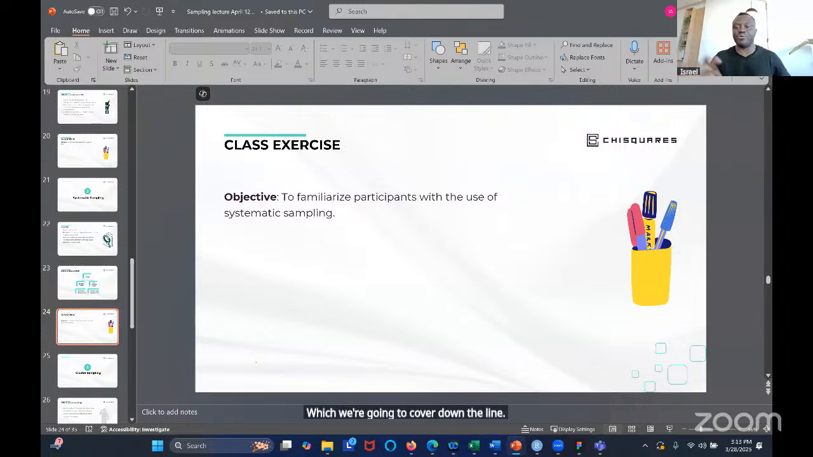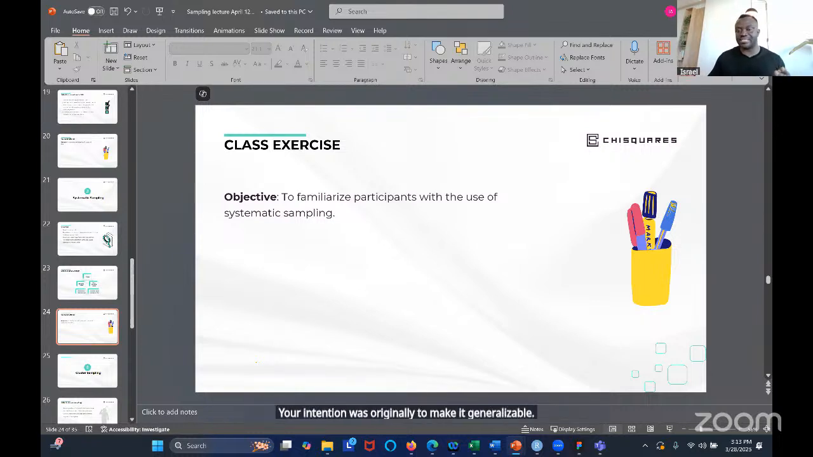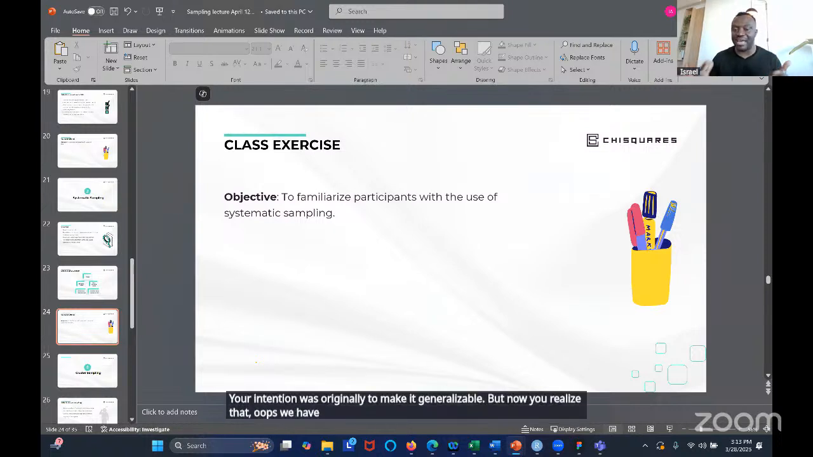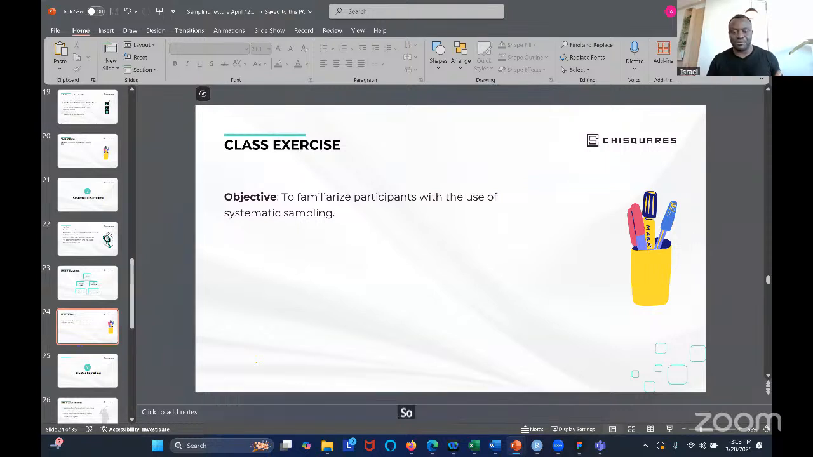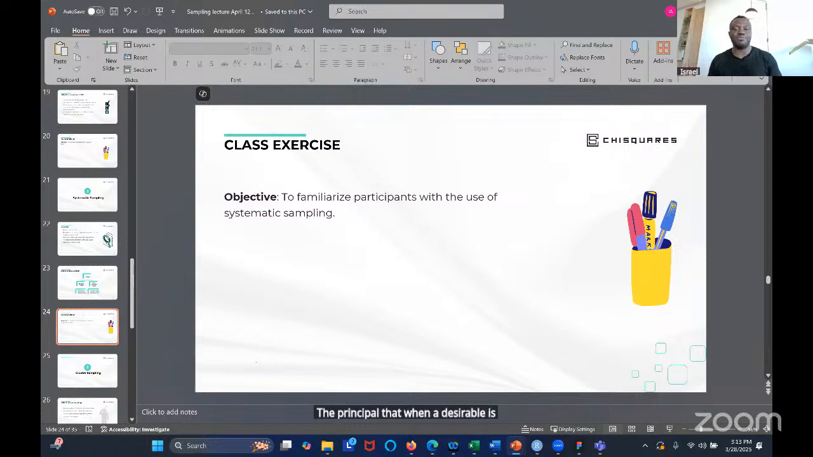But if you don't want to worry about that, you have to change your intentions. Your intention was originally to make it generalizable. But now you realize that, oops, we have errors in our sampling, whether they came from sampling or non-sampling errors, that may mean that our results may not be generalizable. So when a desirable is not available, the available must be desirable, which is the foundational principle of what we're going to be talking about over and over. The principle that when a desirable is not available, the available must be desirable.